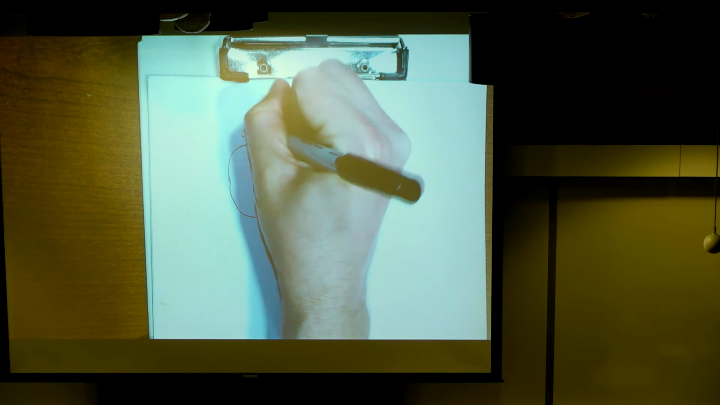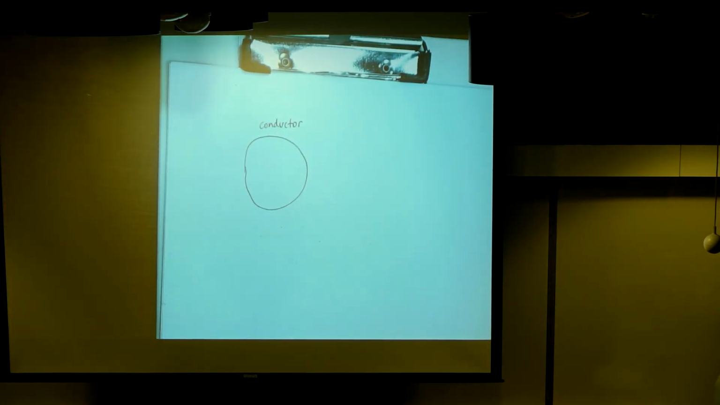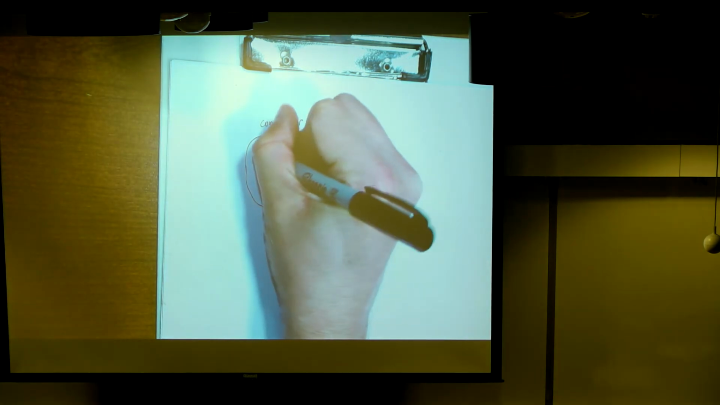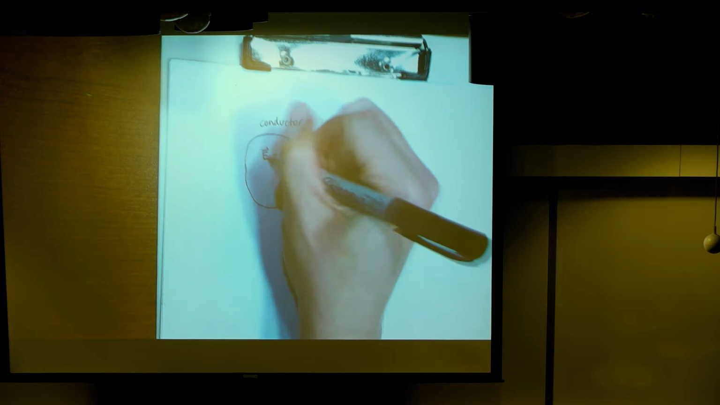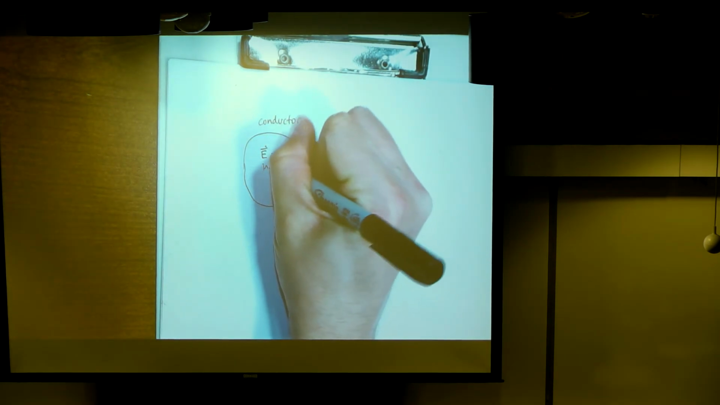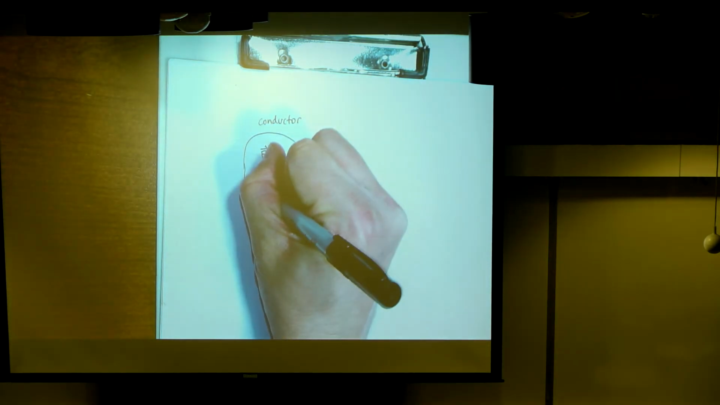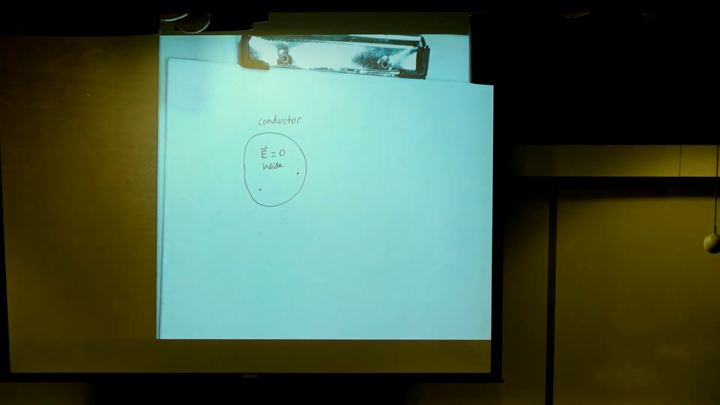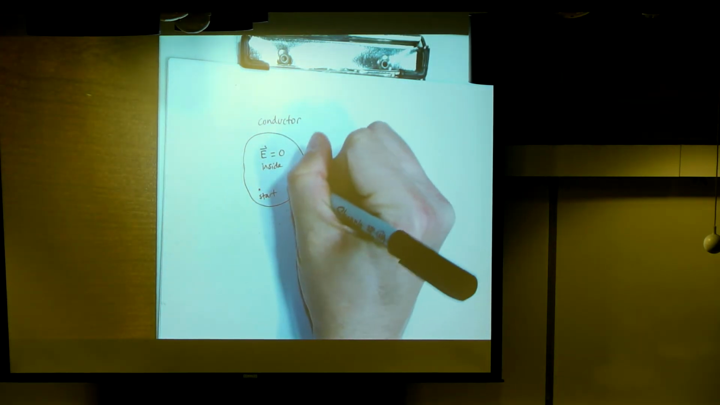Again, I'll just draw some random conductor. And we're saying this conductor is in electrostatic equilibrium, no moving charges. Do you remember what we can say about the E field inside the conductor? Okay, so E equals 0 on the inside. Now I want you to imagine just any two random points on the inside of the conductor where we can start and end up, all right?